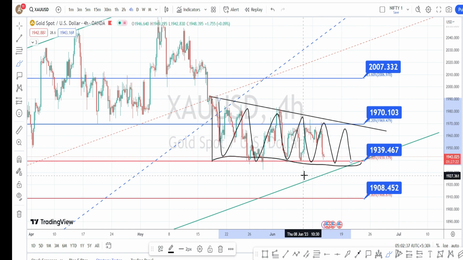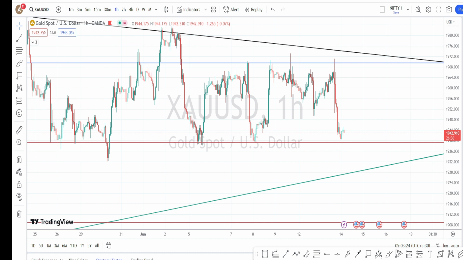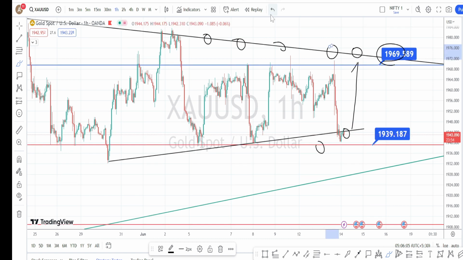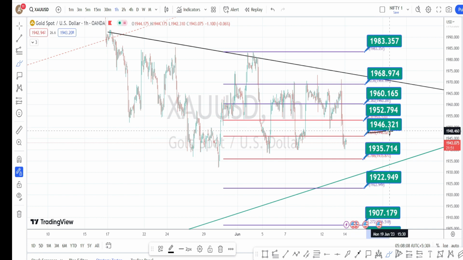Let us look at the price action in hourly time frame. I am in hourly time frame, and as explained in 4 hours time frame, the price action is consolidating between this resistance line of the 4 hours time frame and support level of 1939 or 1940. Let us mark the support and resistance levels. So the values in green color boxes are the resistance and support levels for current price action in hourly time frame. Currently the price action is trading between the resistance level of 1946 and support level of 1935.